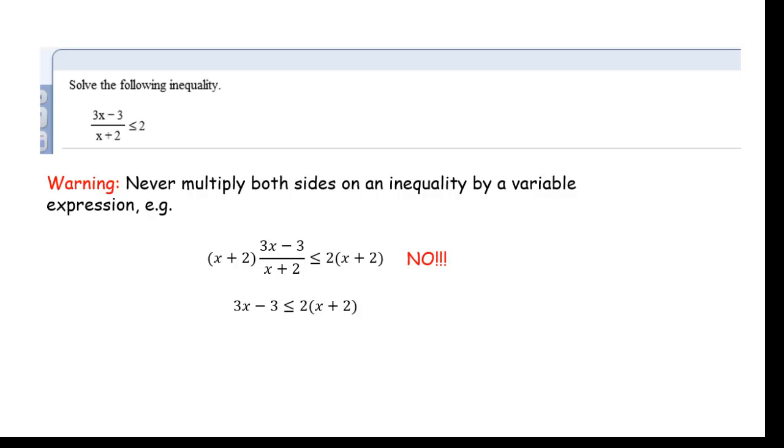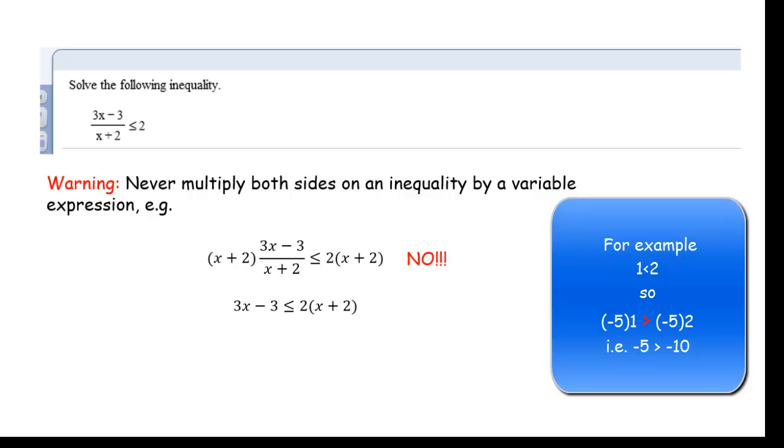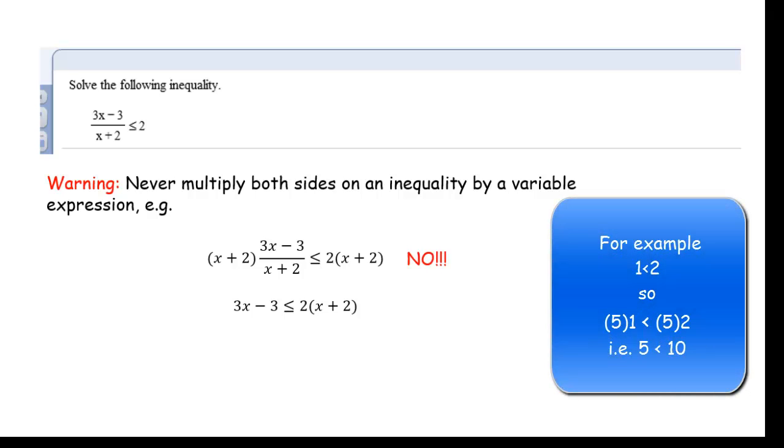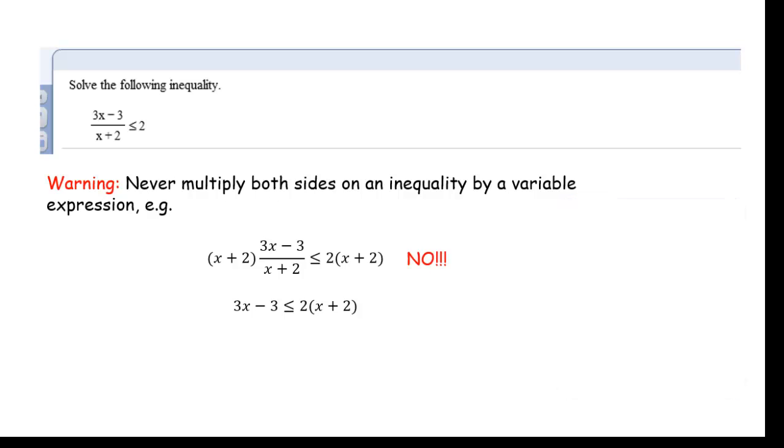When you multiply both sides of an inequality by a negative number, you reverse the orientation of the inequality. But if you multiply both sides by a positive number, you don't change the direction of the inequality. The reason why you can't multiply both sides of an inequality by a variable expression, something that has an x in it, is that you don't know whether x plus 2 is positive or negative. So you don't know whether you should flip the inequality. So it's going to take a little bit more work.